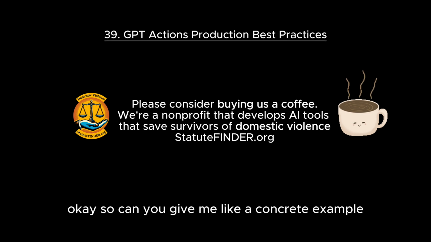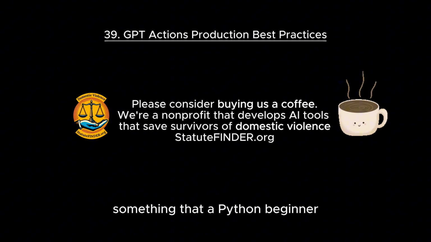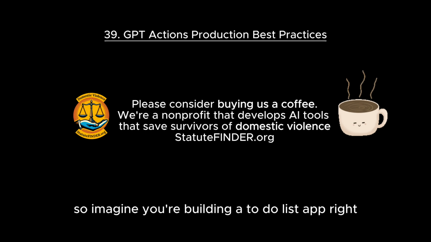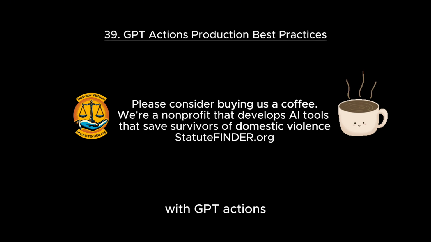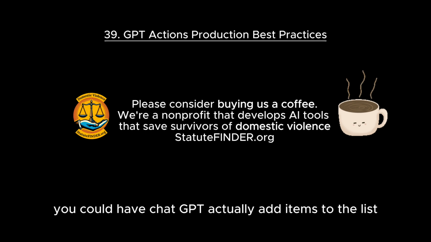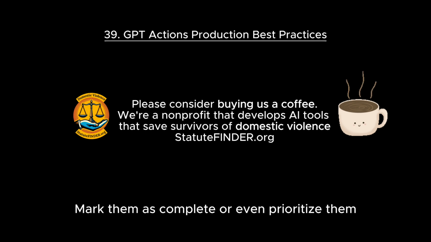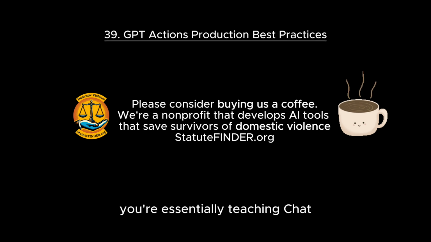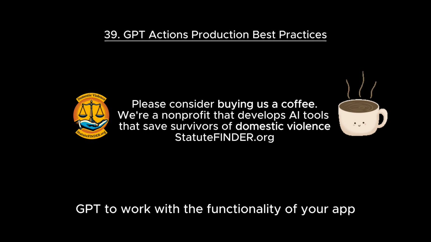Okay, so can you give me a concrete example, something that a Python beginner can really wrap their head around? Yeah, sure. So imagine you're building a to-do list app, right? With GPT actions, you could have ChatGPT actually add items to the list, mark them as complete, or even prioritize them based on what the user is saying. You're essentially teaching ChatGPT to work with the functionality of your app.